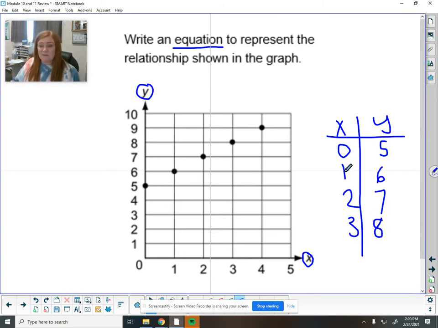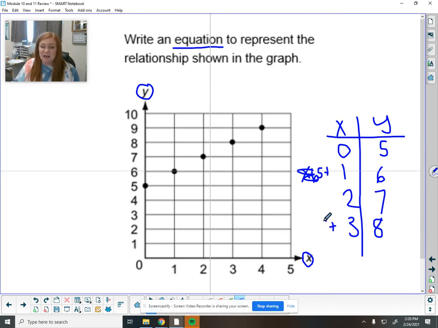So I want to ask myself, how did I get from 1 to 6? So I could multiply by 6, but if I do 2 times 6, that is not 7. So we know it's not multiply by 6. So how else can I get from 1 to 6? It's getting bigger, so we could add on 5. So let's check. 2 plus 5 is 7. 3 plus 5 is 8.